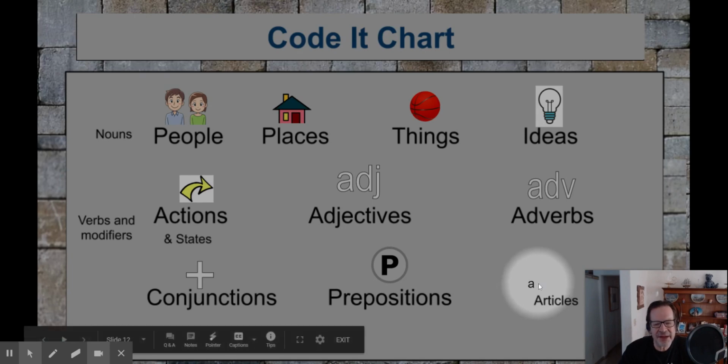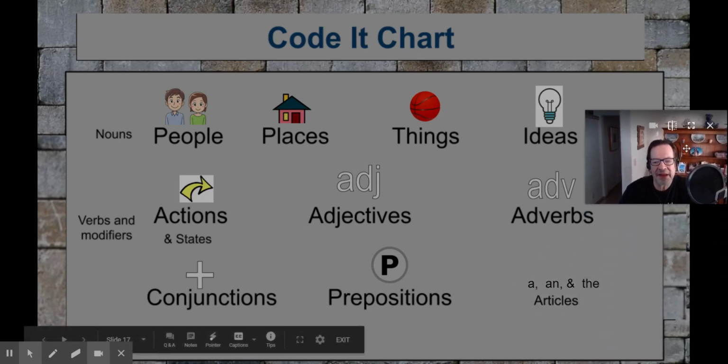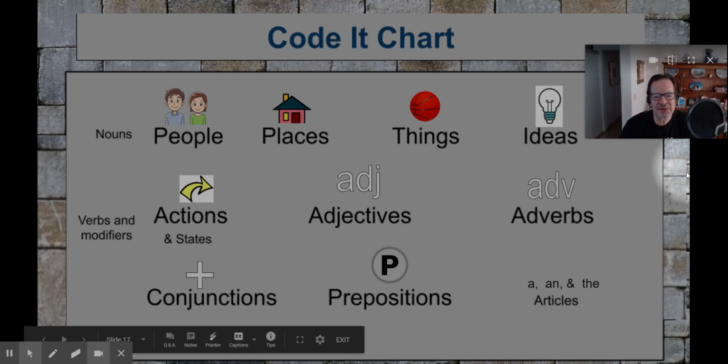So we have a, an, and the. A, an, and the are the three articles that we have in the English language. And that's it for our coded chart.